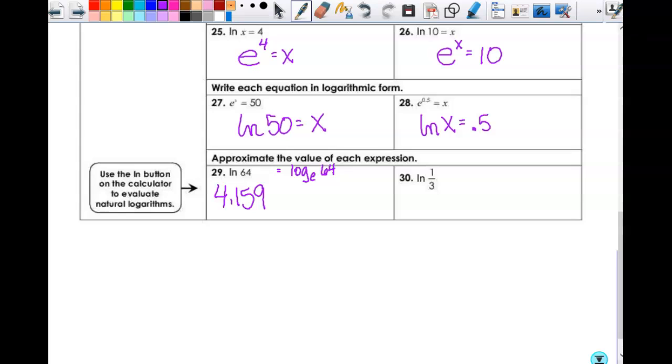So if you had that, and let's say you didn't have a natural log button, which you would, you could do the change of base. If you did the log of 64 over the log of e, you're going to get the same answer. It doesn't really matter either way. And then find the natural log of 1/3, to get negative 1.099.